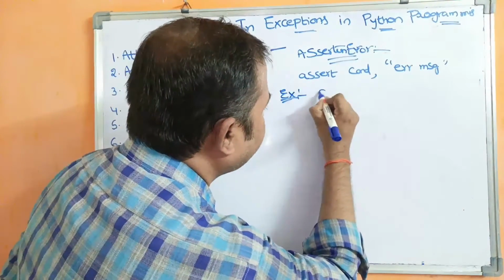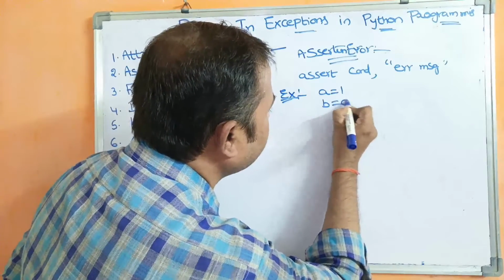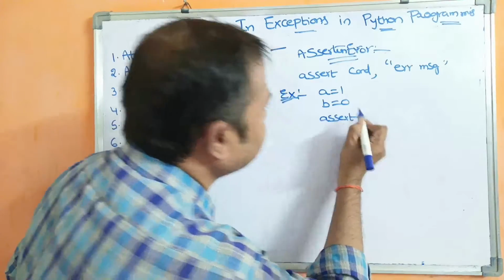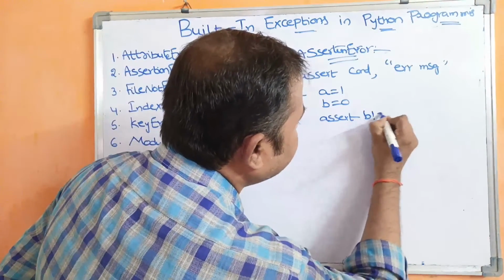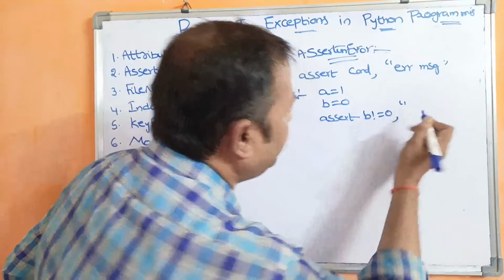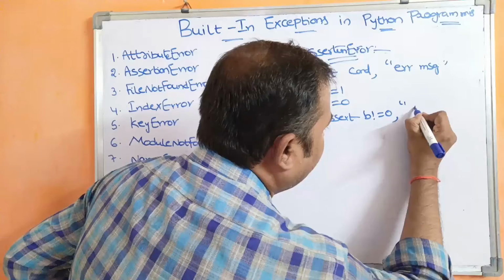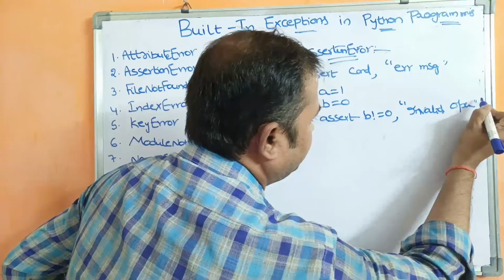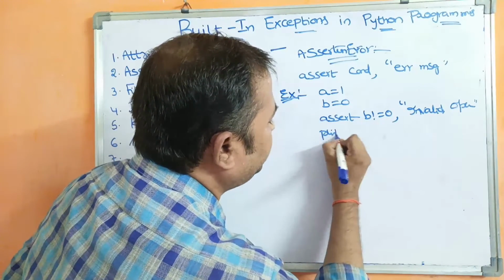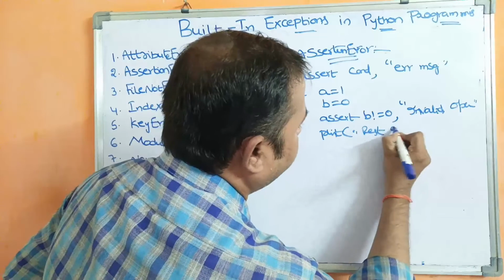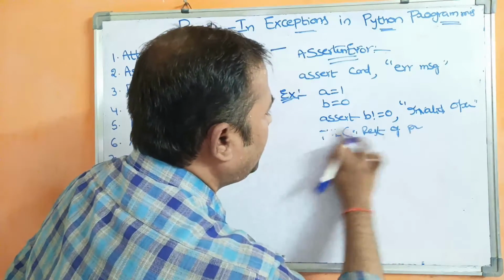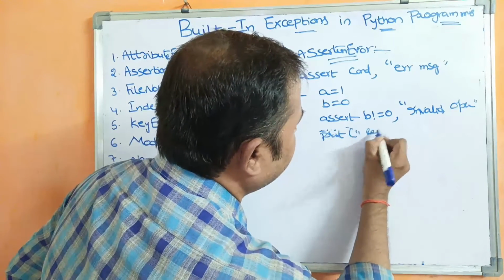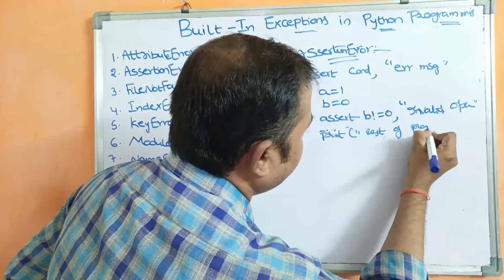Example: A is equal to 1, B is equal to 0. Next, assert. What is the syntax? We have to write some condition. Let the condition be B not equal to 0, comma, within the double quotations, an error message. Here the error message is invalid operation. Let the next statement be print of rest of program.